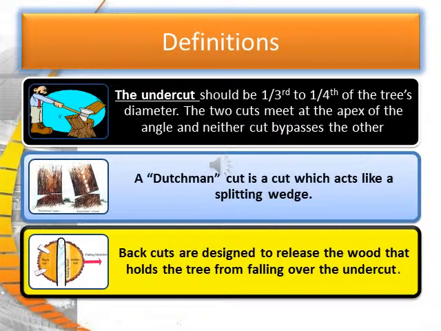The first definition we'll look at is the undercut. This should be 1/3 to 1/4 of the tree's diameter. The two cuts meet at the apex of the angle, and neither cut bypasses the other. The Dutchman cut is a cut which acts like a splitting wedge. Back cuts are designed to release the wood that holds the tree from falling over the undercut.